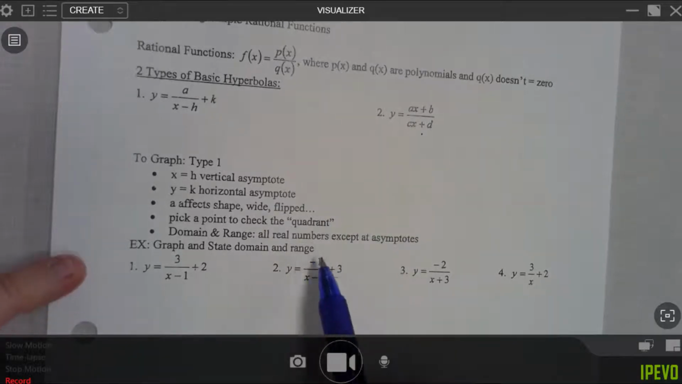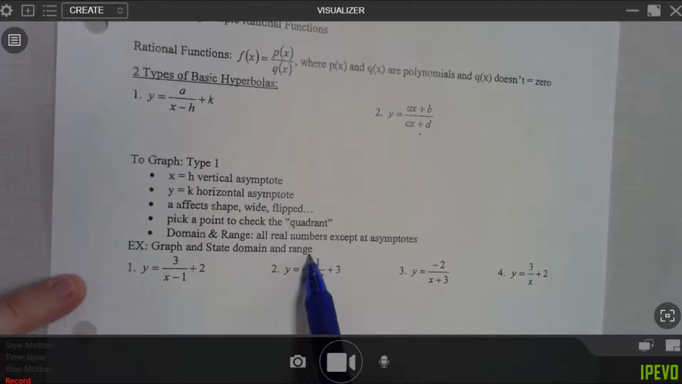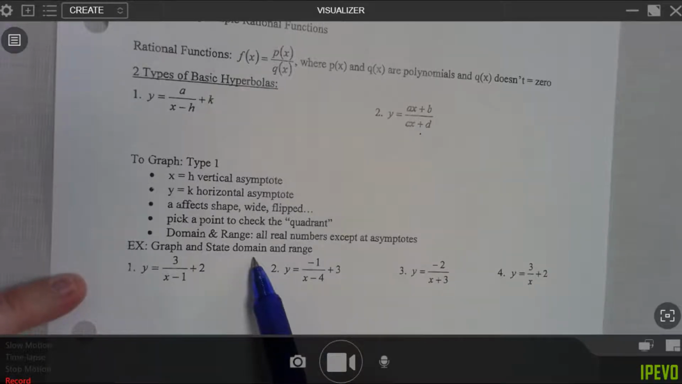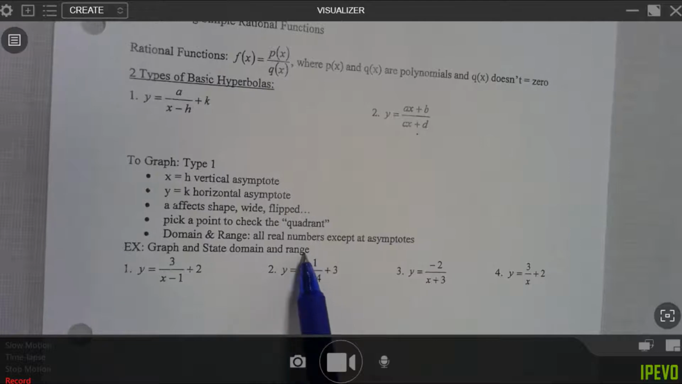This is an example where your range this time will be all numbers except the asymptote. So the domain, remember from yesterday, was all real numbers except the vertical asymptote. So for the range, you're going to say all except the horizontal.